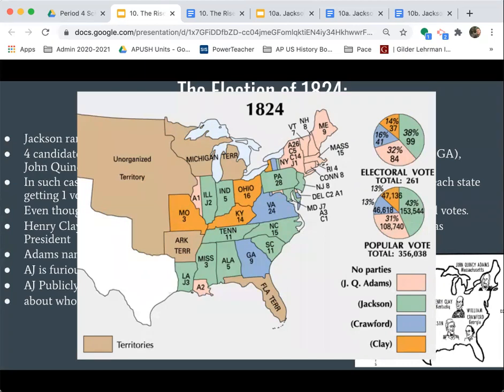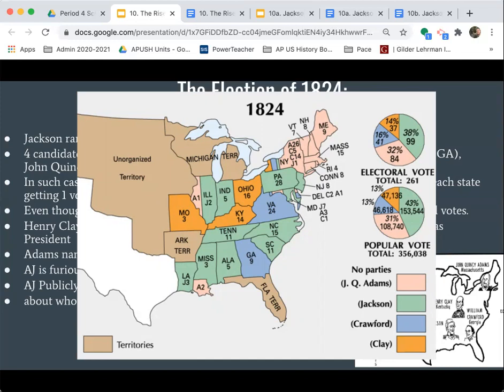So I'm going to leave this map up here for a second. Look at this map. You have 4 people running for president. And I told you the first time we looked at election maps, election maps always tell us a good story. Now we have 4 candidates running for president. Let's look at them. We got John Quincy Adams. He is the son of John Adams, of Alien and Sedition Act fame.